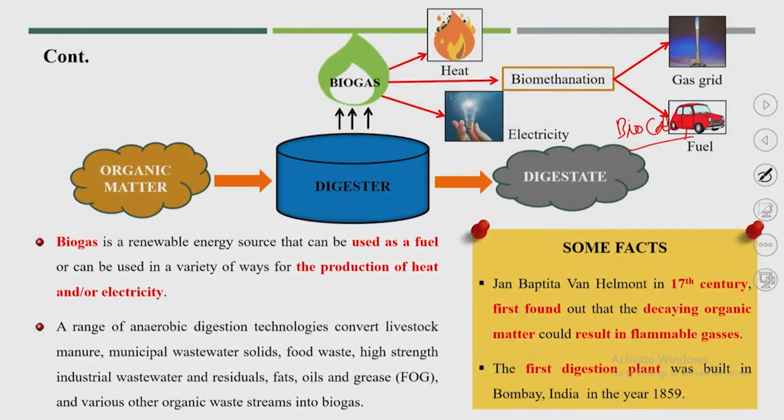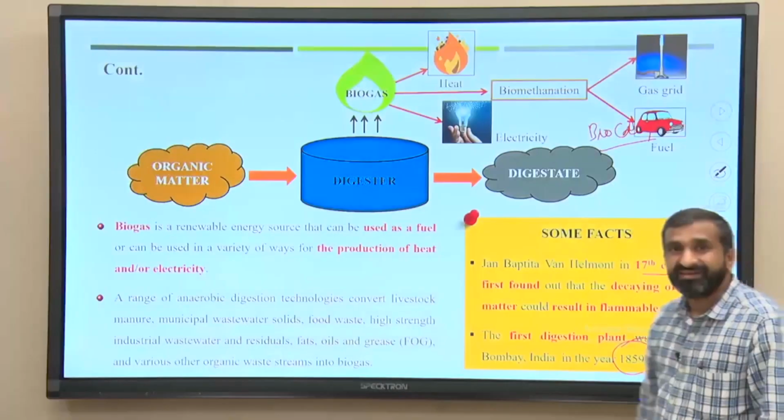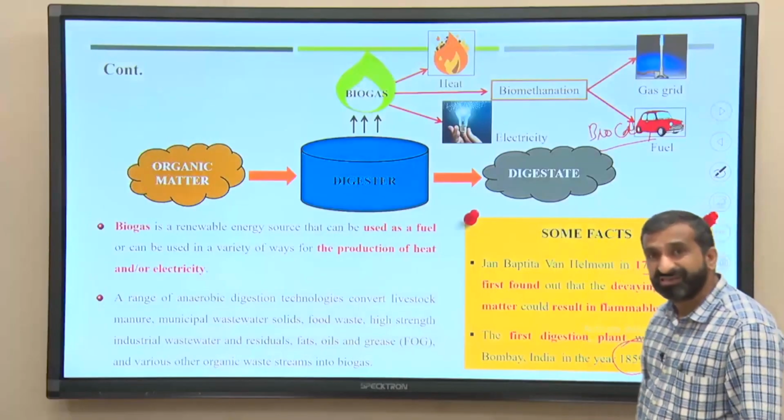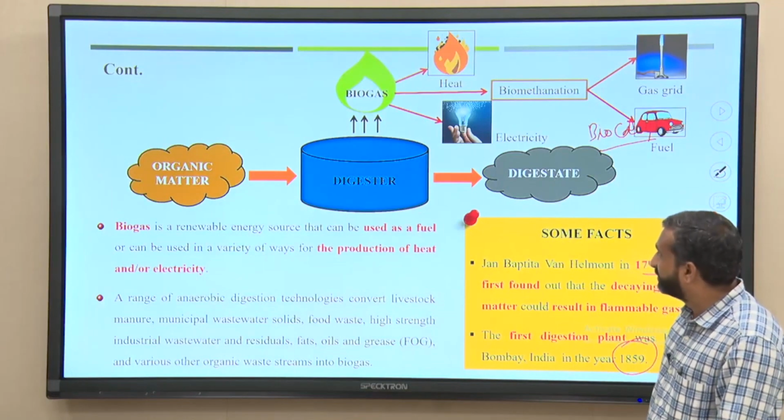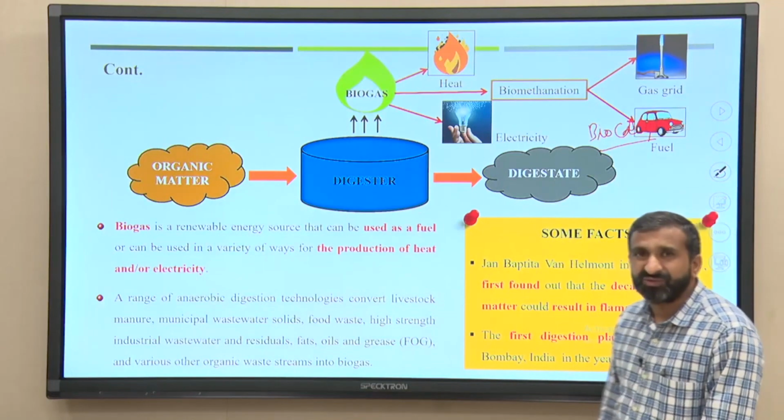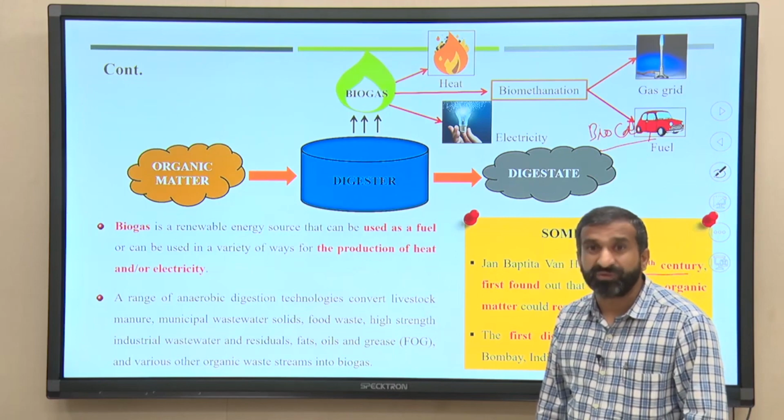Some facts: in the 17th century, it was first found that the decaying of organic matter could result in flammable gases. The first anaerobic digestion plant was built in Mumbai, India in 1859. So you see, this is a very old process that we have known. Maybe you have also heard of the gobar gas plant.